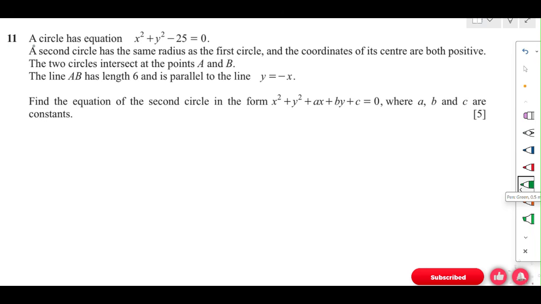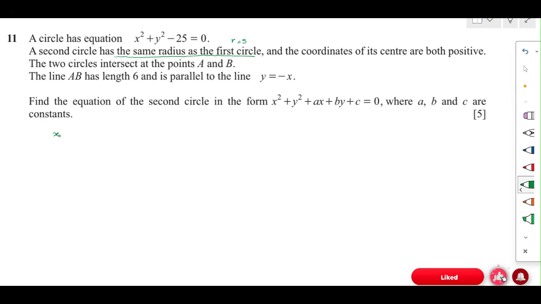Question number 11. A circle has equation x squared plus y squared minus 25 equals 0. A second circle has the same radius as the first circle. So what is the radius of the first circle? The radius of the first circle is 5. The second circle has a radius 5. So the radius of both circles is 5.